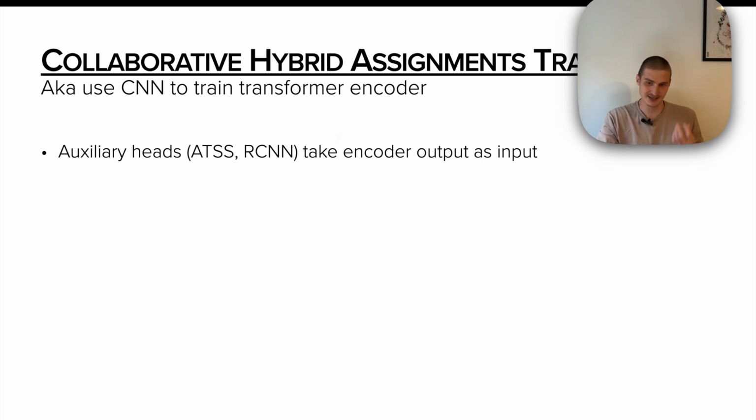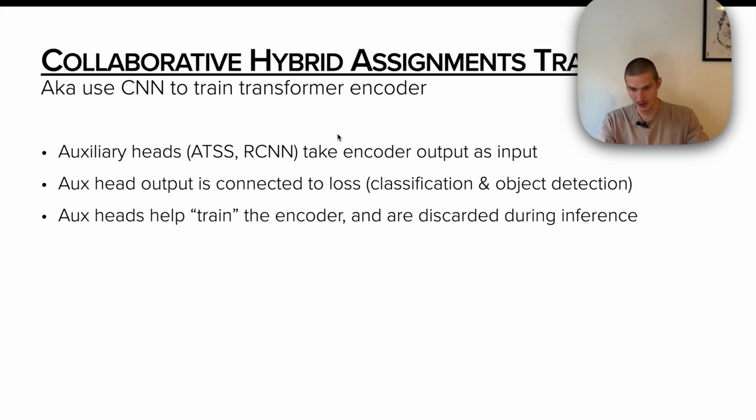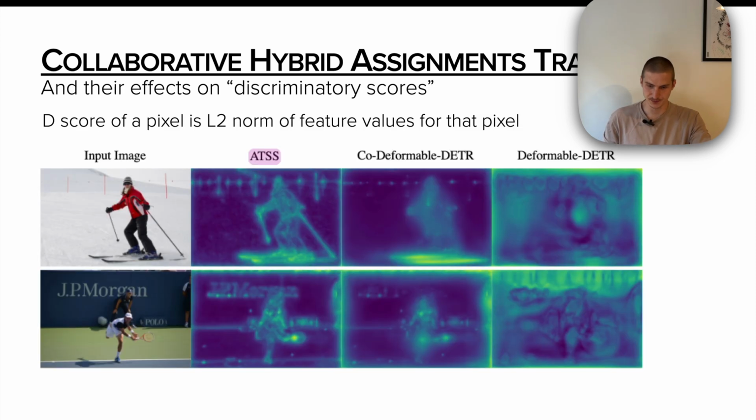So once again, auxiliary heads like ATSS, RCNN take the encoder output as input. That output is connected to the loss, classification, and object detection, but now we might have one object connected to several model outputs at once. And we use that extra signal to help train the encoder. Obviously, the actual auxiliary heads are going to be thrown away. So the only gain that we get from here is this signal that flows backward during backprop, backward to the encoder. It helps improve the encoder itself.